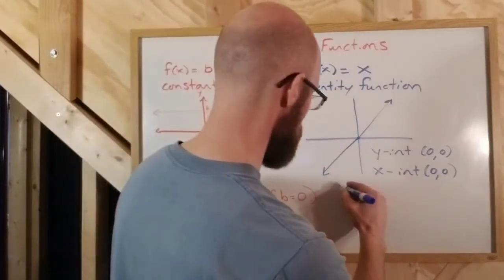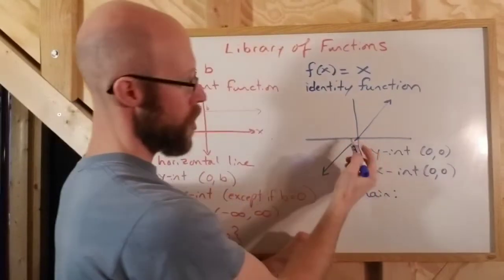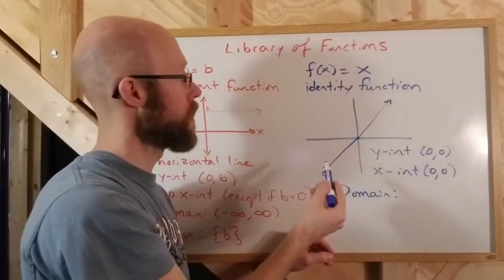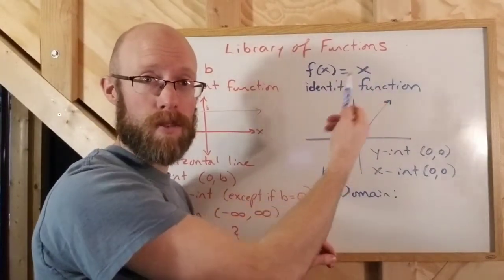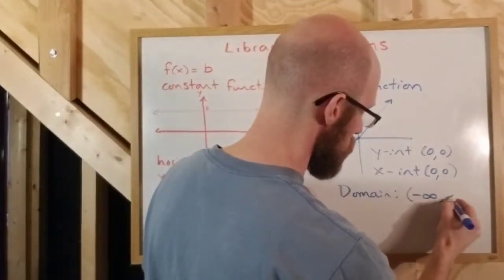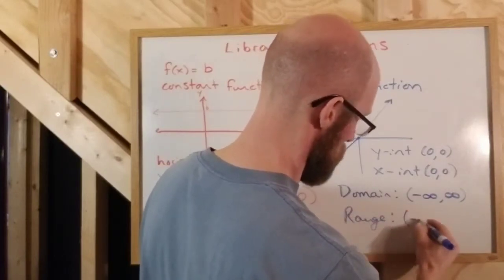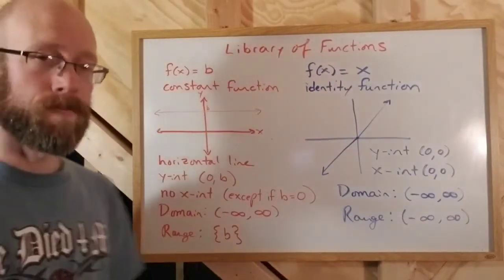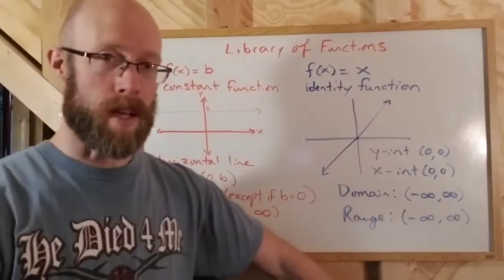Okay. The domain is, of course, all real numbers. You can plug anything into that function and you can get an output. And the range is also all real numbers because whatever you plug in, you're going to get out. So if one is all real numbers, the other one's got to be. So both the domain and the range are going to be all real numbers. Okay, so that gives us a good base.